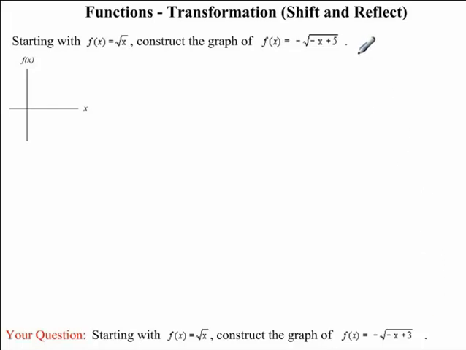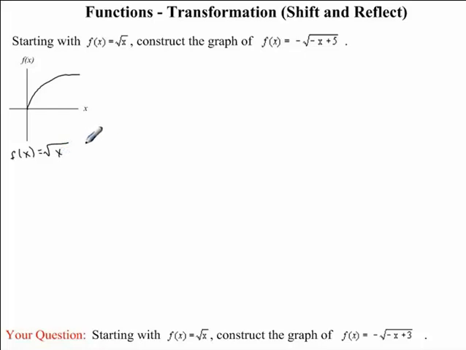Starting with f of x equal to the square root of x, we are asked to construct the graph of the negative square root of negative x plus 5. So to begin this question, we're going to graph our f of x equals the square root of x. We should all be familiar with how this function looks once we graph it. It starts at 0, 0, and it moves up and eventually levels off. So this graph here will be titled f of x is equal to the square root of x.